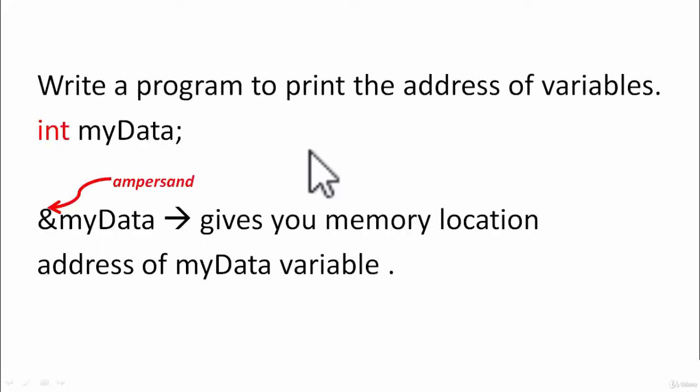So now in this lecture, let's understand about address of variables. Let's write a program to print the address of variables. Let's say we have a variable called my data. If you write ampersand my data, this actually gives you the memory location address of my data, or the memory location address of the variable. All you need to do is use the ampersand sign in front of the variable name, and that gives you the memory location address of the variable.